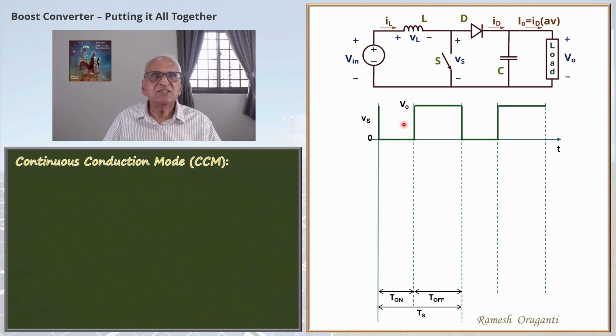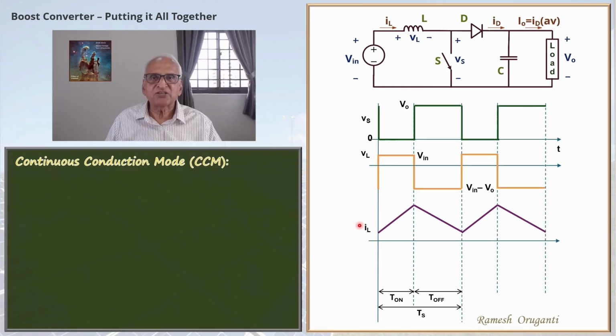Next, we will see the inductor voltage. The inductor voltage is as shown. When the switch is on, the inductor is connected to the source Vin, and when the switch is off, the diode conducts and the inductor voltage will be Vin minus V0 as shown. And this inductor voltage is applied to the inductor, and so the inductor current wave shape will depend on that voltage. So the inductor current is as shown.